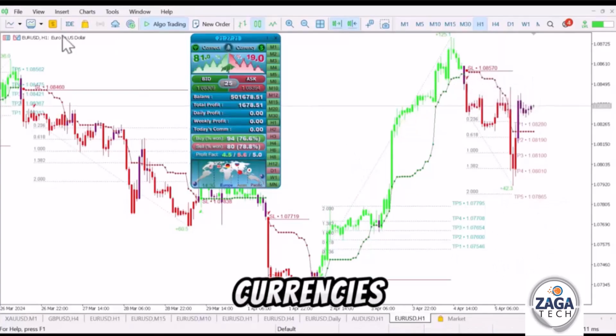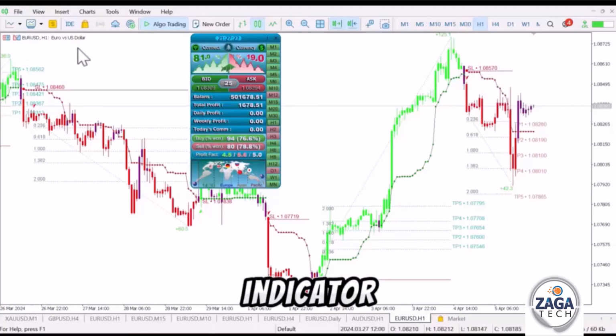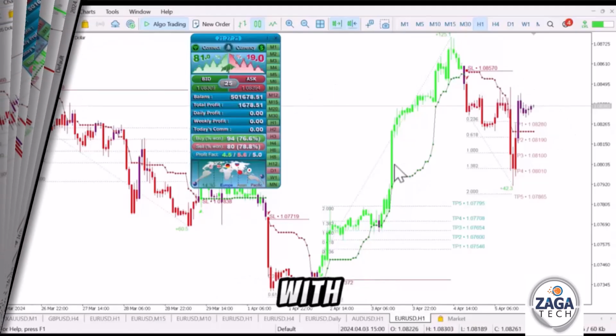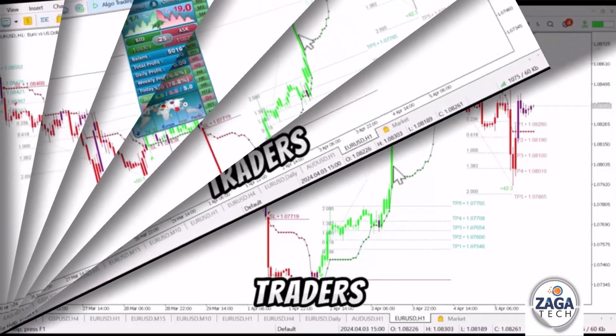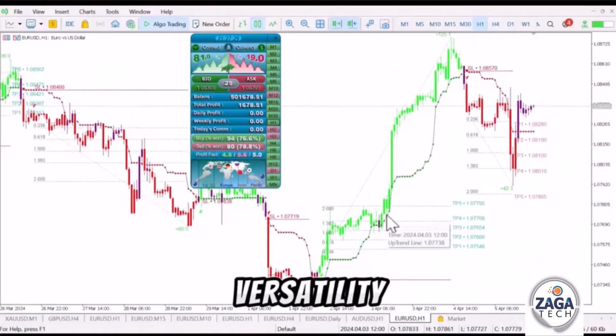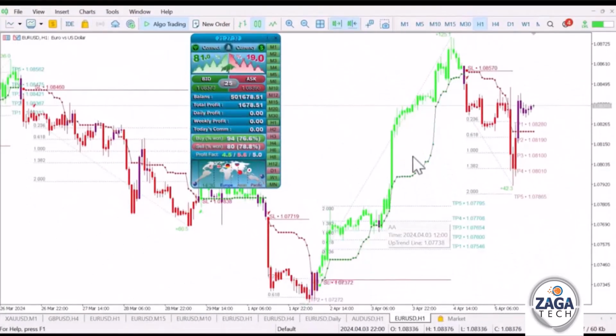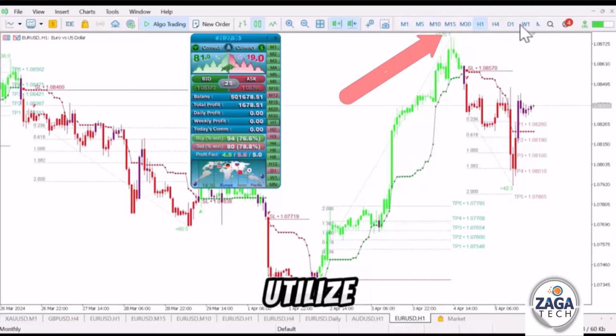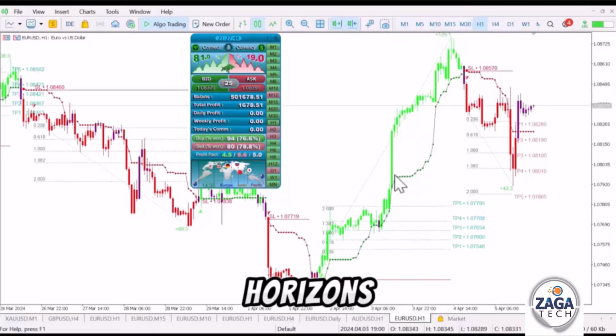6. Multi-currencies and markets. The indicator works on different instruments and markets with reliable precision, providing traders with flexibility and versatility in their trading endeavors. 7. Multi-timeframes. Traders can utilize the Atomic Analyst on multiple timeframes with good performance, allowing for a comprehensive analysis of market trends across different time horizons.